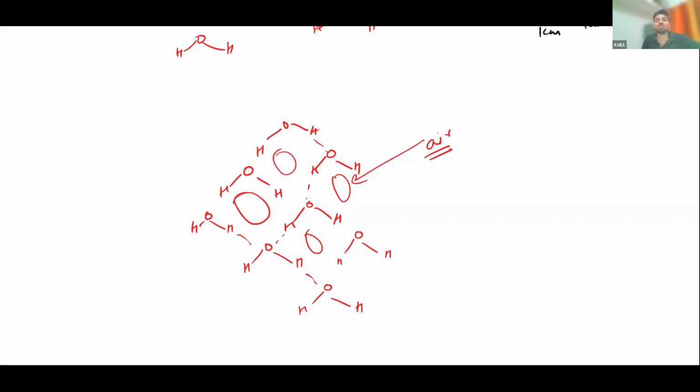We'll simply say that water is a liquid which has more density in the liquid state than in the solid state. Generally, solids are more dense than liquids. They have high densities. But in the case of water, and some other substances also, water at 4 degrees Celsius has the highest density.